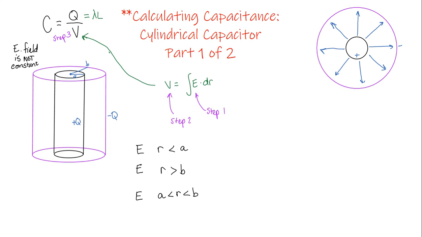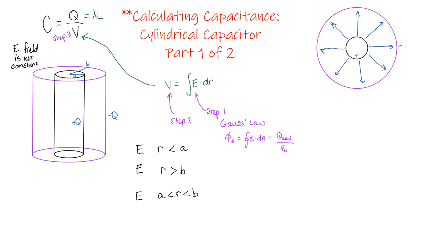Like I said, I'm going to use Gauss's law here for step 1. And Gauss's law is, remember, the electric flux, the integral of E dot dA, is equal to the amount of enclosed charge over epsilon naught. So I make Gaussian surfaces in these different regions, and I should be able to figure out the electric field.